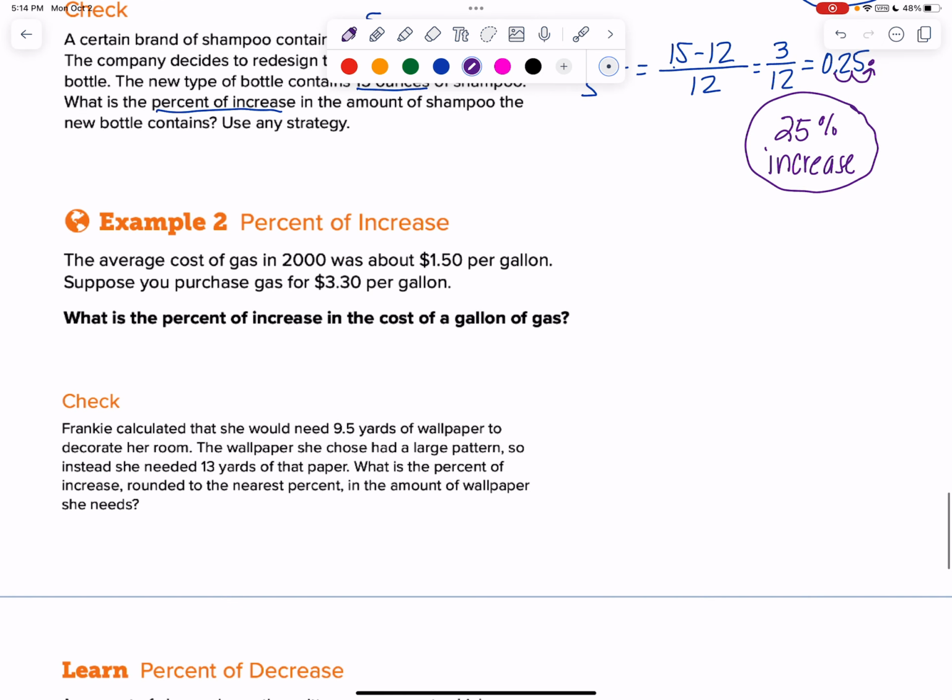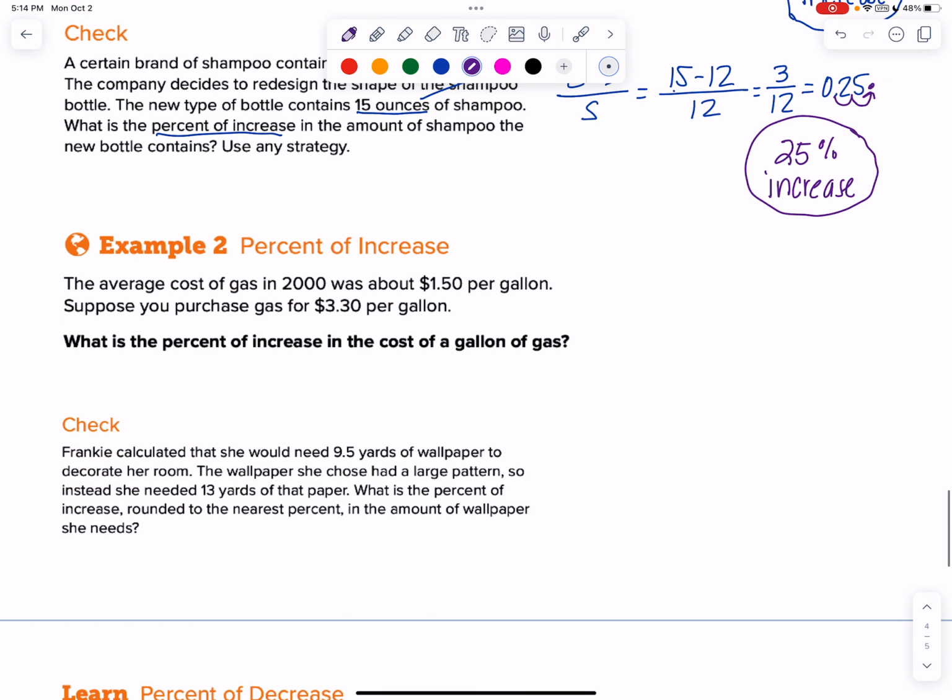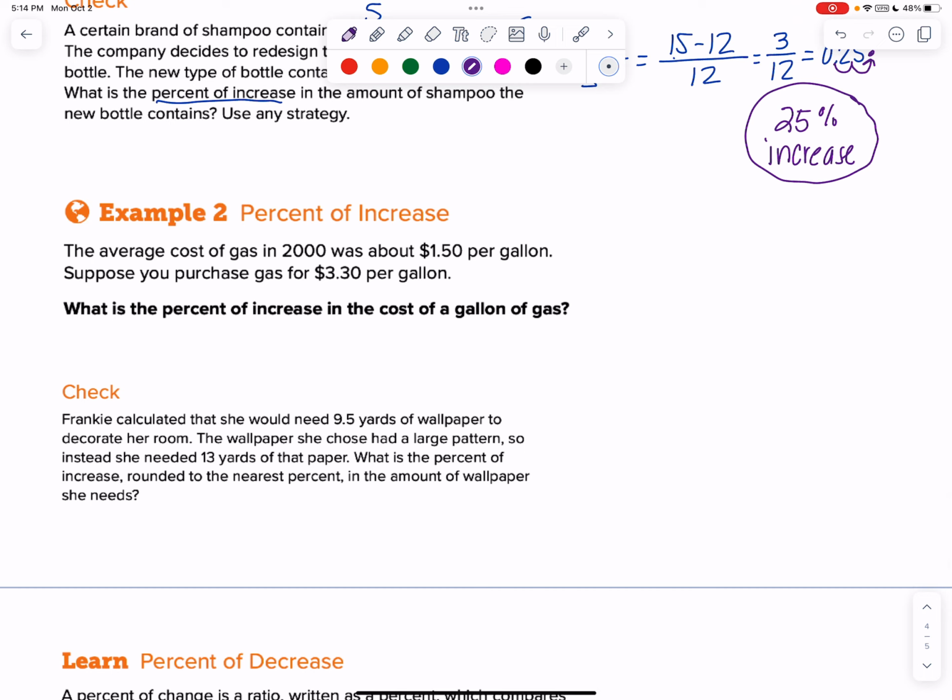All right, example 2, percent of increase. Let's check this one out to get some more practice. Average cost of gas in 2000 was $1.50, so that's my start. And now, suppose you purchase for $3.30, that's my end. What was the percent of increase? Okay, so I know it's going up. I may even make a little note over here with an arrow to know I better write the word increase. I don't want to forget.